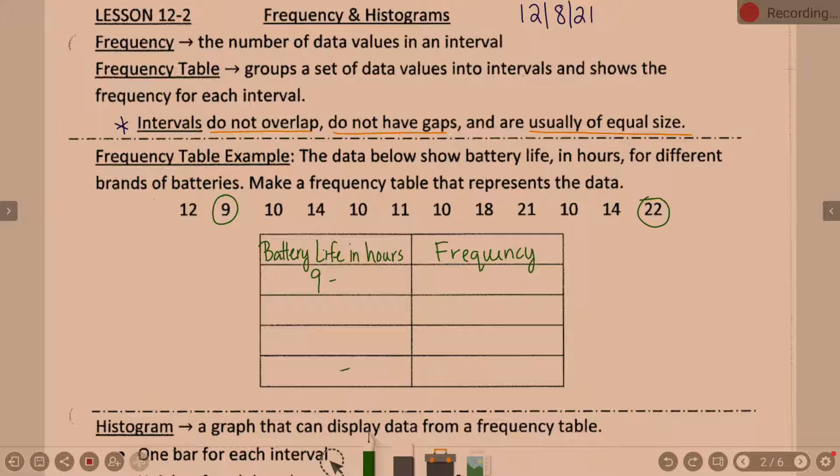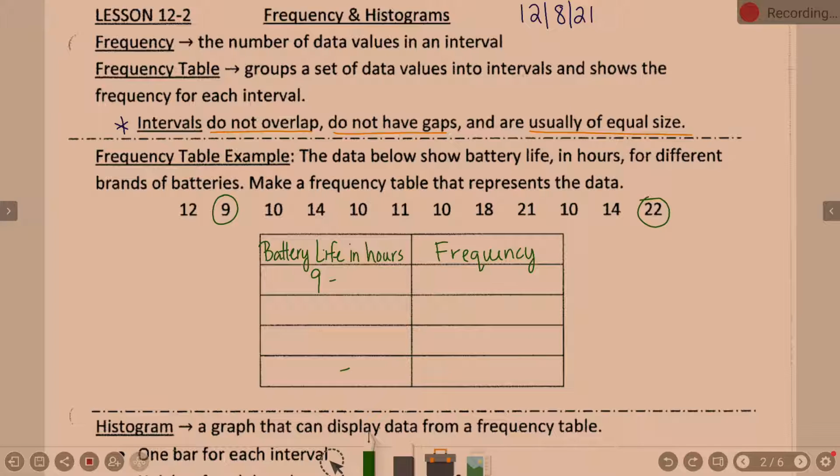Our bottom interval is going to, well, we want them of equal size. How do I want to do this? Because officially I was going to say our bottom interval is going to end at 22. But if we do that, we're not going to be able to get them all equal size. It's going to work out funky.